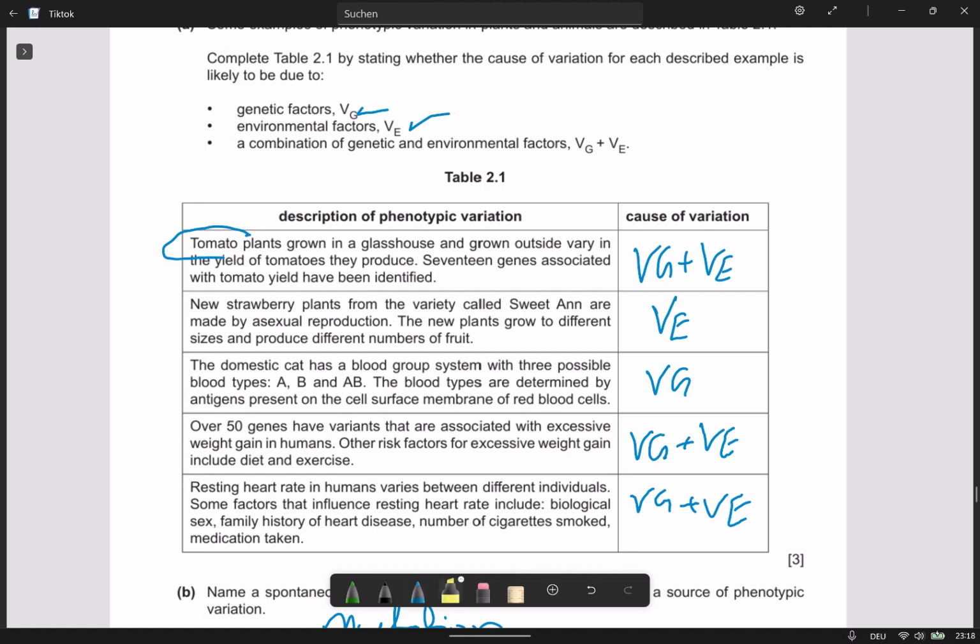Some of them were grown in glass houses and some were grown outside. So here we have environmental differences. And then it says that 17 genes were associated with the yield. So this is all the genetic factors. So this is a combined effect.